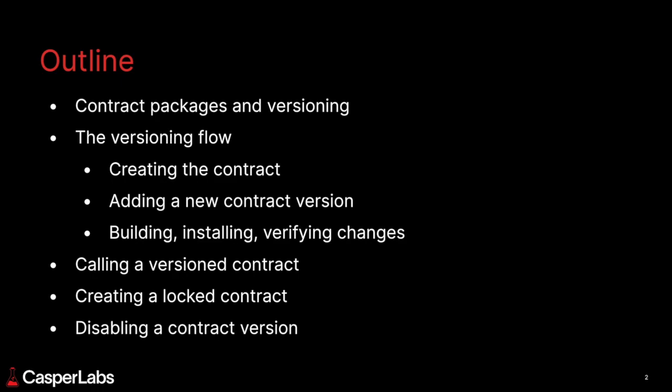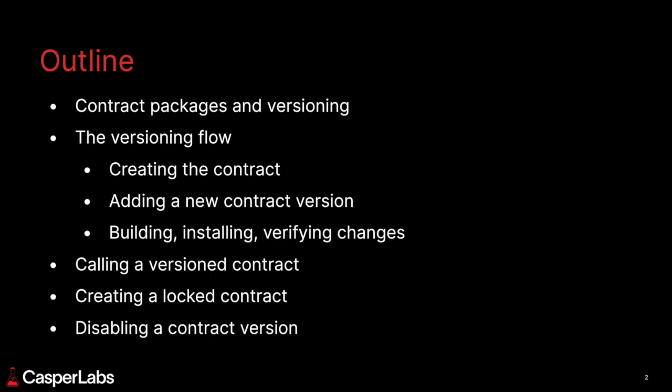Here is an outline of what we will cover in this session. First, we will discuss how contract packages and versioning work on Casper. Next, we will go through the contract versioning flow, which includes creating a new contract as part of a package, adding a new version of the contract, and then going through the steps to build, install, and verify the contract behavior. We will also cover different ways to call a versioned contract.